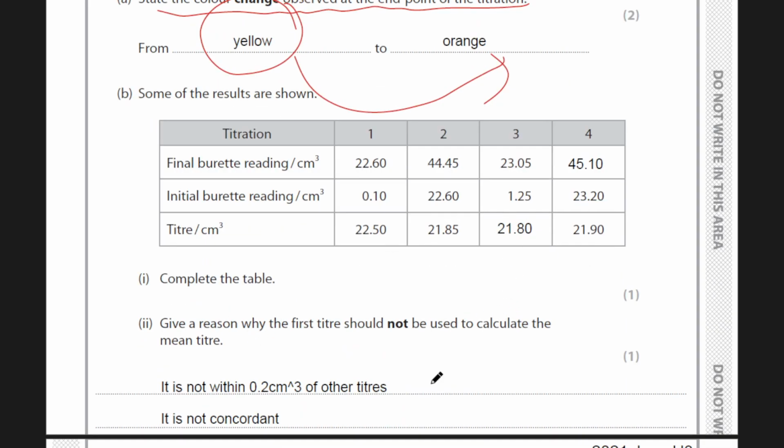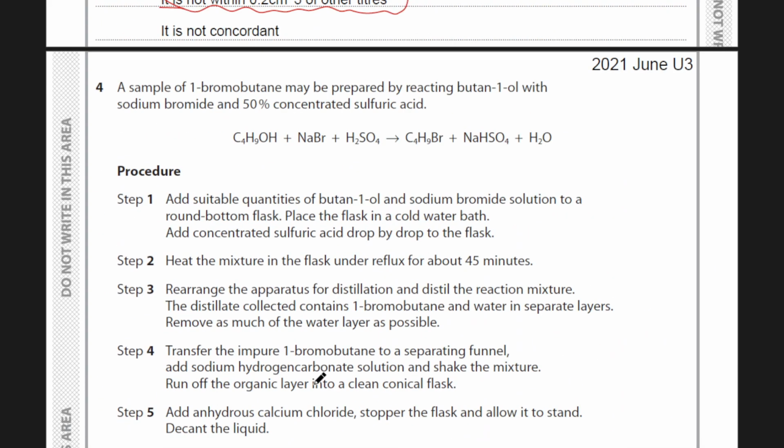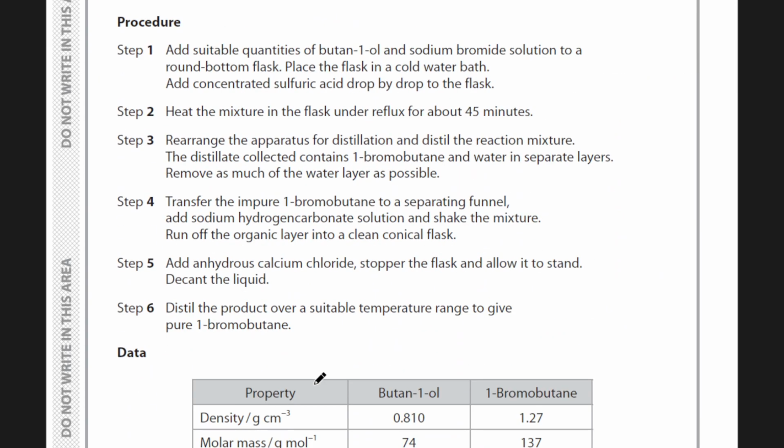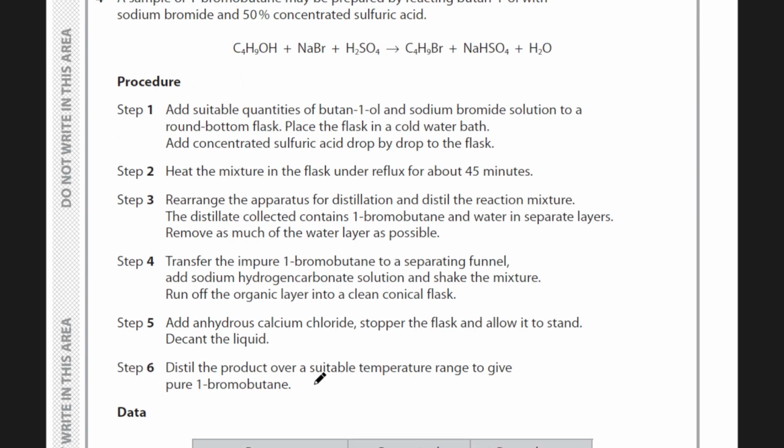Some of the results are shown. Basically you were told to complete the table. All you have to do is find the titers. Another reason why the first titer should not be used to calculate the mean titer is that it's not concordant with the others. Concordant titers are titers which are within 0.2 cm³ of each other. If the difference between the titer values is not within 0.2 cm³, then they are not considered concordant titers. Only the concordant titers are taken to find the average value of titers.